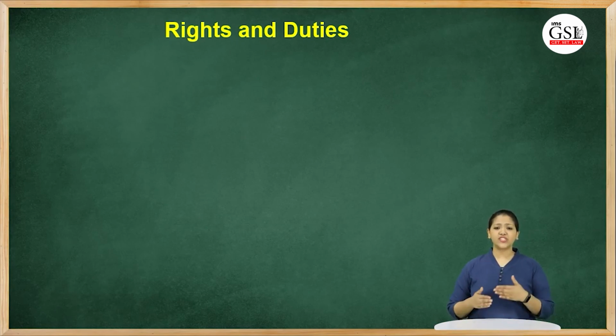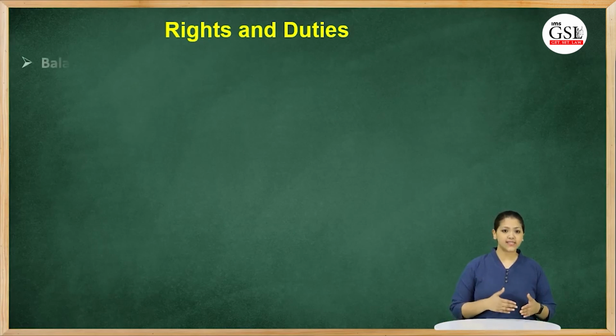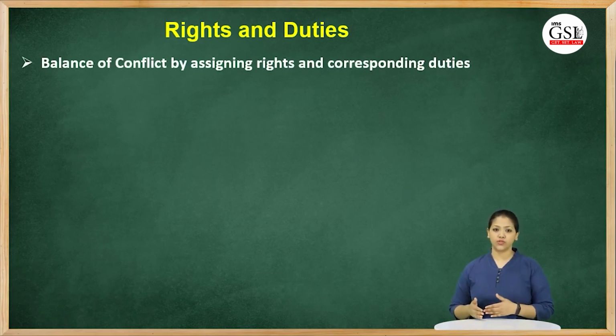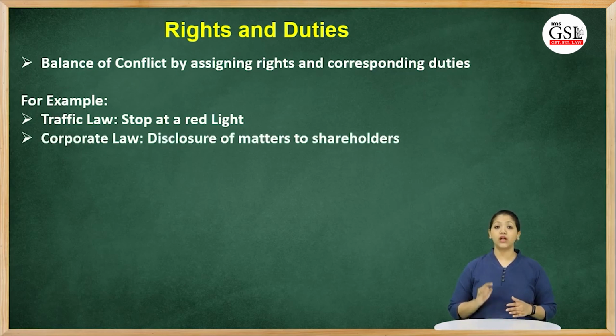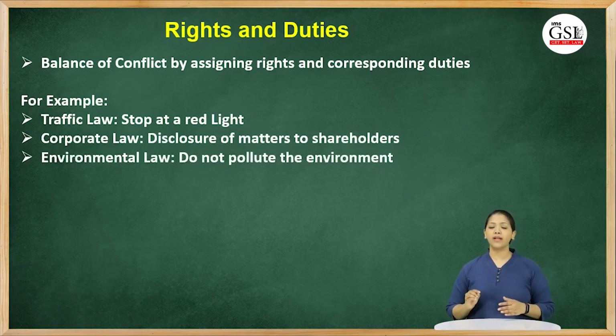The way each statute, law, act, rules, regulations, etc. resolve a conflict is by assigning rights and assigning duties to individuals. Think of a law. Think of any law. Think of a traffic law. Stop at a red light. Think of a corporate law. Disclose important matters to shareholders. Think of environmental law. Do not pollute the environment.